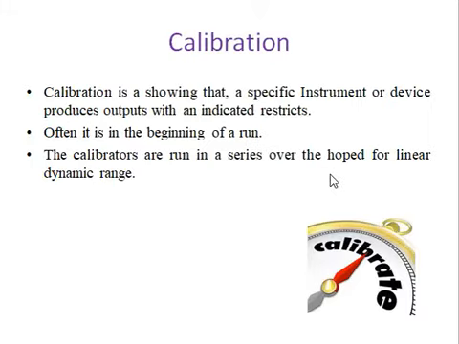The third solution we want to talk about is the calibrator. To understand what a calibrator is, let us explain the term calibration. Calibration is showing that a specific instrument or device produces output within an indicated restriction. Calibration is used to detect whether the instrument is working properly, giving acceptable data or not. Calibration is usually done at the beginning of the run.